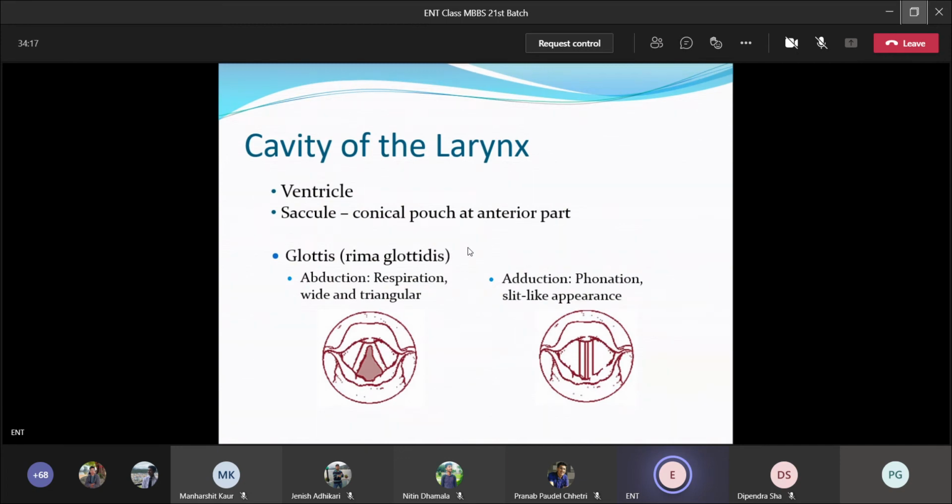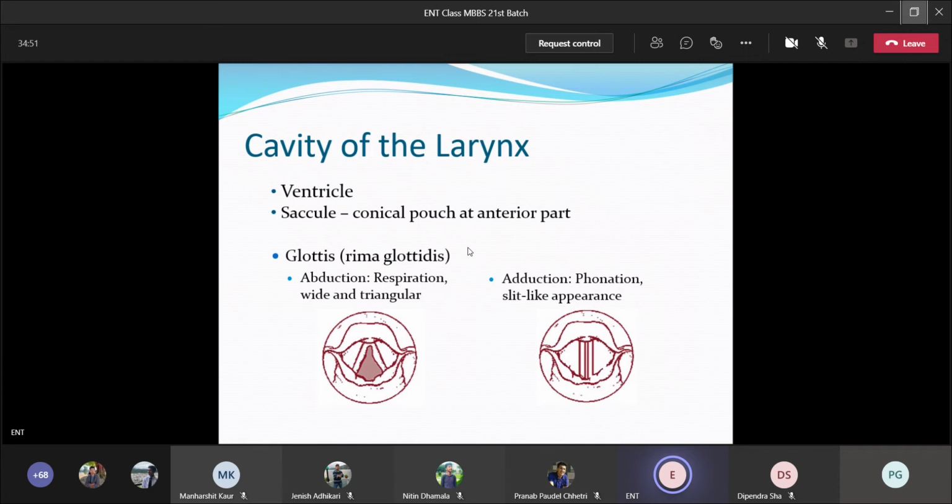And in the cavity of the larynx, the ventricle has a saccule, a conical pouch at the anterior part. The glottis is also called the rima glottidis. In abduction, for respiration, it is wide and triangular, and in adduction, for phonation, it has a slit-like appearance. So this is the ventricle and the glottis.